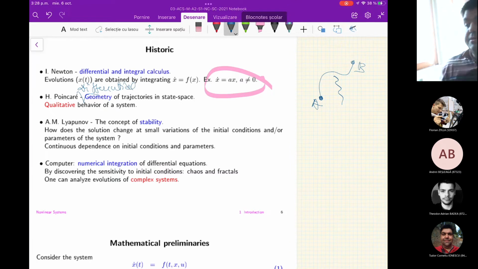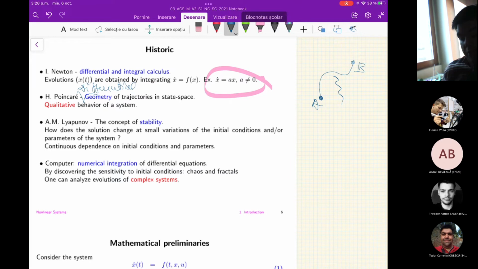And of course, it's very interesting, then the concept of stability popped up from the Russian Lyapunov. Okay. And the idea was how the solution of the trajectory changes at small variation of the initial conditions or the parameters of the system. Okay. And it's based on the idea of continuous dependence between initial conditions and parameters.